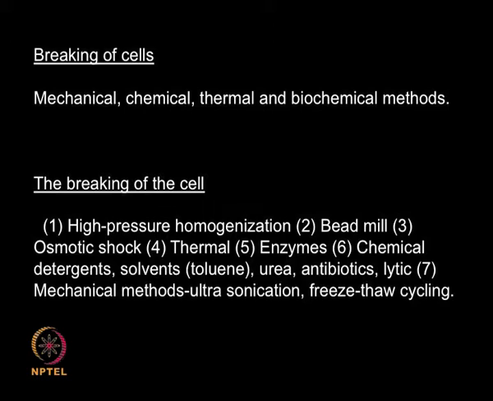So to sum up, you can use high pressure homogenization, you can use bead mill, you can use osmotic shock, high temperatures, you can use enzymes to destroy the cell walls, you can use chemical detergents like solvents, toluene, urea, antibiotics, mechanical methods like ultrasonication, even freeze thaw cycling type of methods. Let us look at some of them which we have missed out in the previous classes.